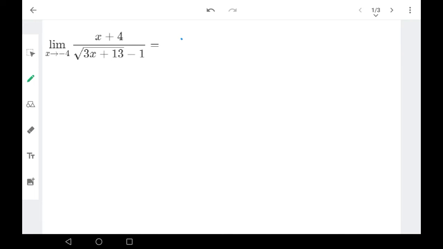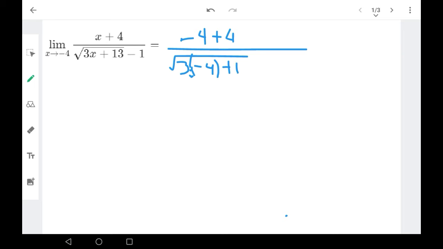So this would be -4 plus 4, divided by the square root of 3 times -4. Don't forget the parentheses always, right? Times -4 plus 13, and minus 1. So here in the upper part we have what? We have 0, divided by what?